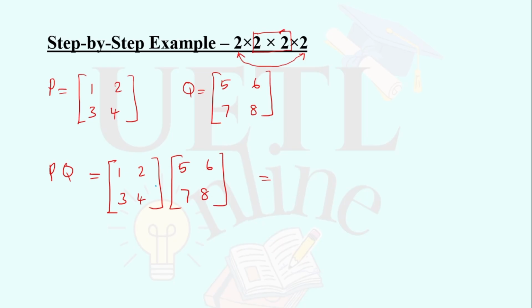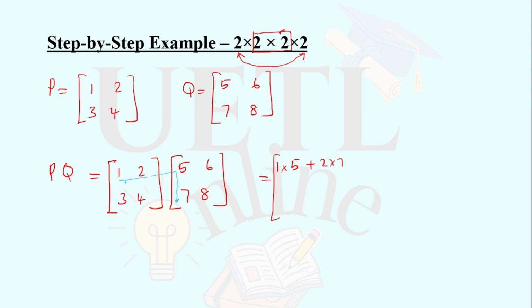So the first thing is you're going to take this row and multiply it with this first column. Okay, this means that we're going to say 1 multiplied by 5, we're going to get a 5 here. Okay, let me write all of it. 1 multiplied by 5. Okay, then you're going to say plus, in this case, 2 multiplied by 7. Okay, so this is the first element of our resultant matrix.